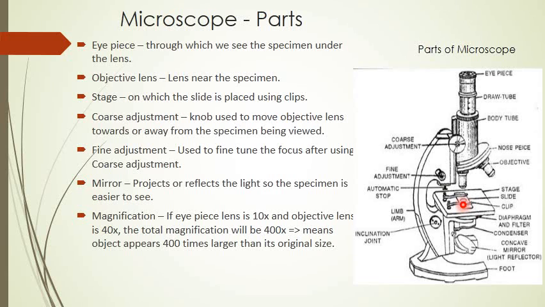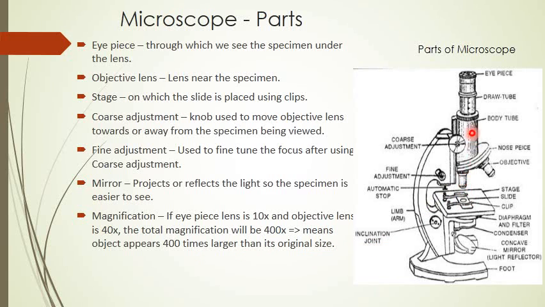So how do we find this out? For example, if the eyepiece lens is 10x and the objective lens is 40x, the total magnification will be 10x into 40x, which gives 400x. That is, it looks 400 times bigger. That means the object appears 400 times larger than its actual size or original size.